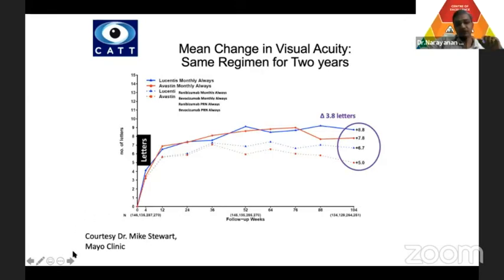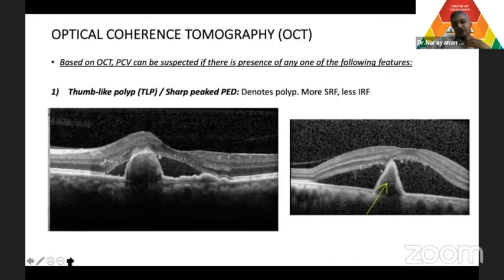It's not about just seeing fluid or giving injection. You should be able to tell the patient what is likely to be in your case, how much is going to be the gain, and what is the number of injections you are likely to receive.